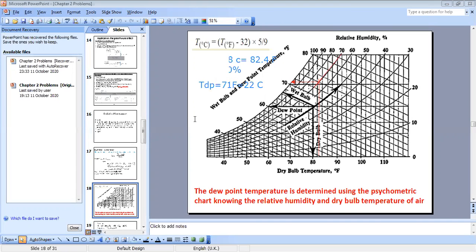So this is how we use the psychrometric chart to find the properties we need. Any question on the psychrometric chart? Okay. No questions.